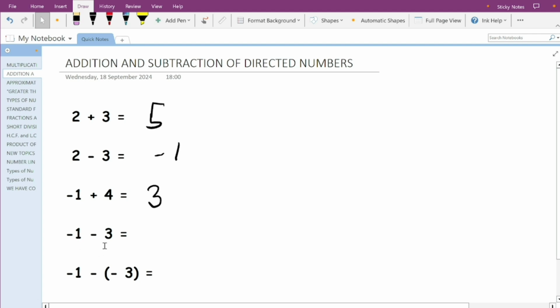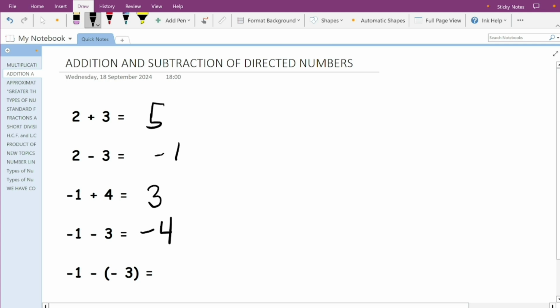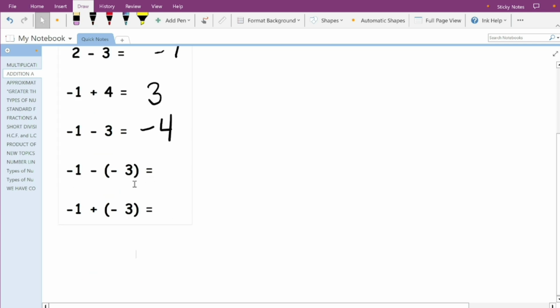The next question is minus 1 minus 3. The 1 has a minus and the 3 has a minus. That means you are owing 1 apple in the first place. Then in the second place, you are still owing another 3 apples. It means that you are owing one person 1 apple and you are owing another person 3 apples. So in total, you are owing 4 apples. Since it's owing, it's going to be minus 4. For this question, you can write it as minus 1 minus 3.